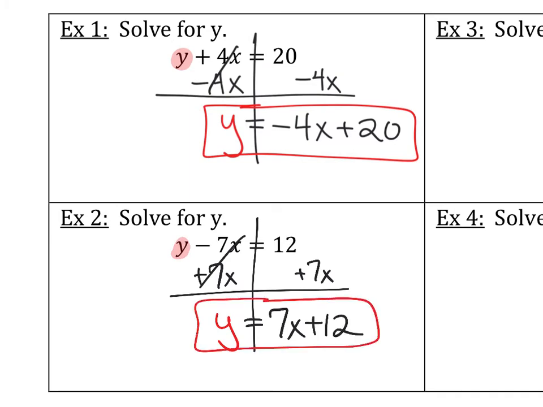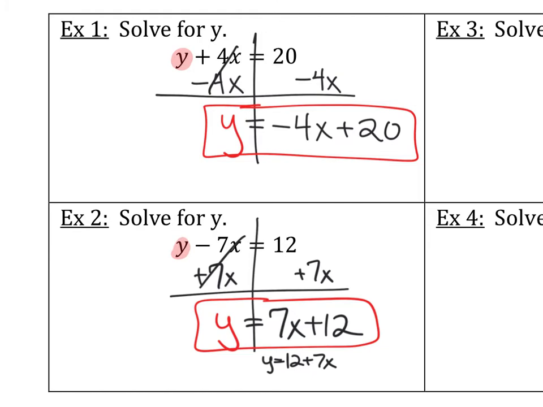If you wrote y equals 12 plus 7x, that is still the same thing. I just would prefer the x term going first. Is that okay? Okay, so there's the first step. This was a simple equation because we just had to do one of the steps. Move the x term using inverse operation.